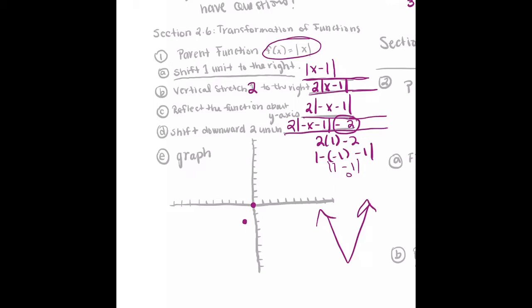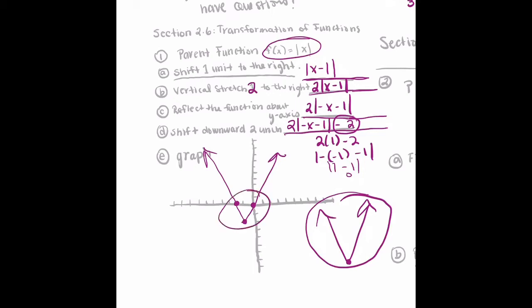And so I can guess, because absolute value functions are symmetric about their lowest point here, that my other point will be here. But you can also graph that, plug in points to find that. So you want to make sure you do that and then label your points.